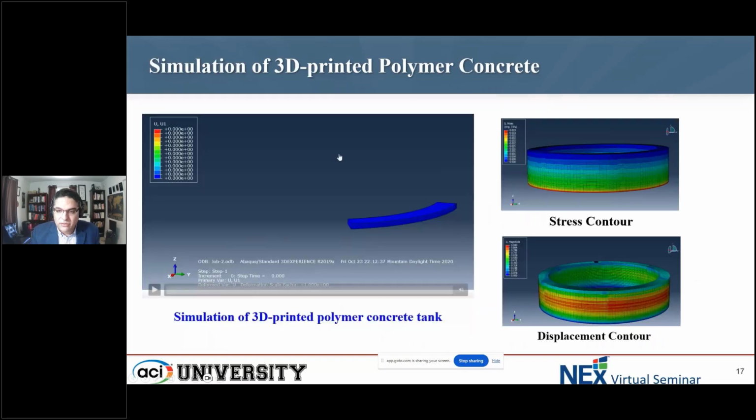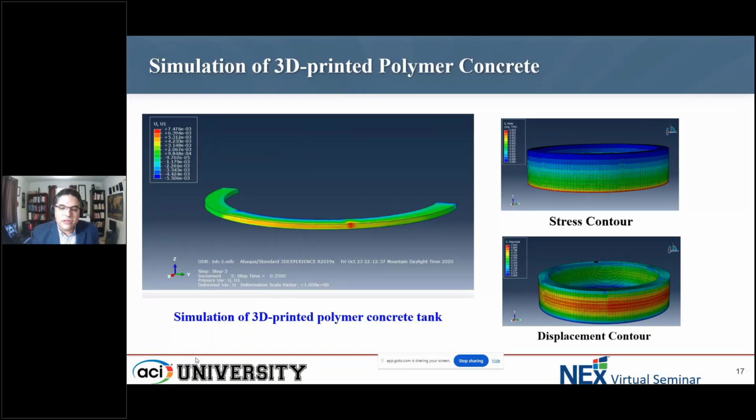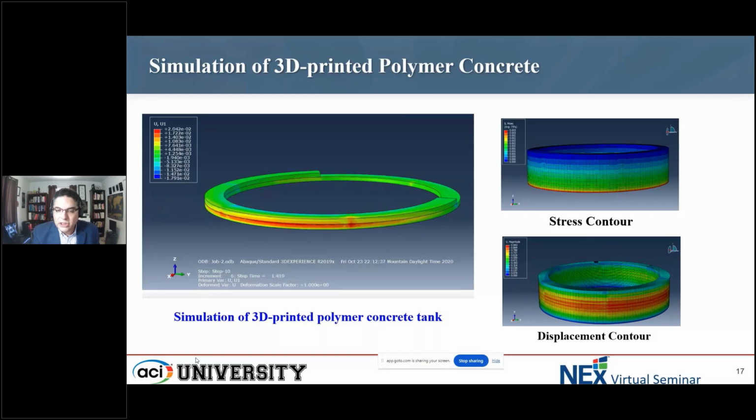So that's an example of a model we were printing. This is printing a circular model with 3D printed polymer concrete. This is the same material. We actually did its evaluation. And the idea now is we can do the modeling of the material and start observing what are the deformations happening, that is, the stresses happening.